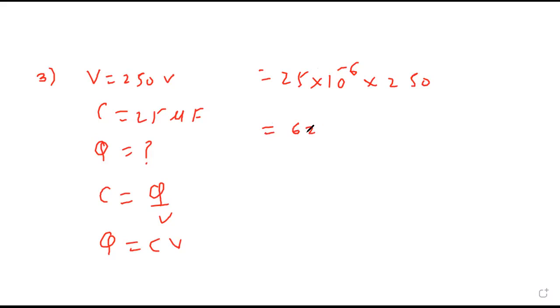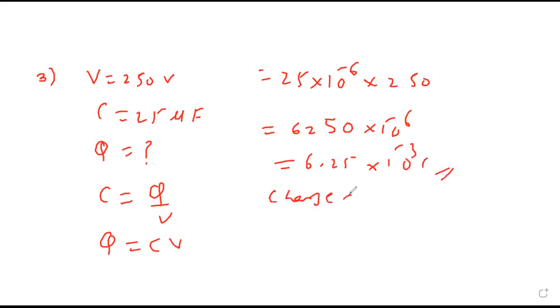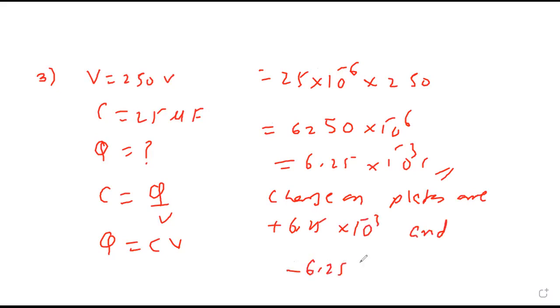So that is 6250 into 10 raised to minus 6, which is 6.25 into 10 raised to minus 3 coulomb. So the charges on the plates are plus 6.25 into 10 raised to minus 3 and minus 6.25 into 10 raised to minus 3 coulomb. One plate is positive, the other plate is negative.